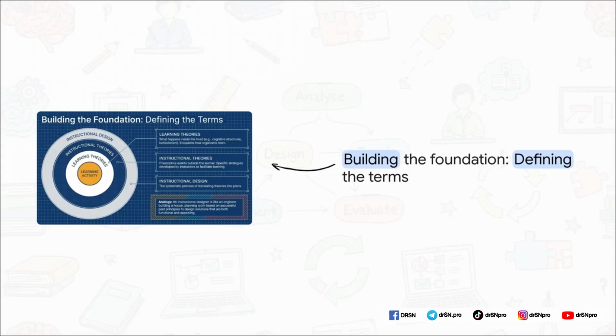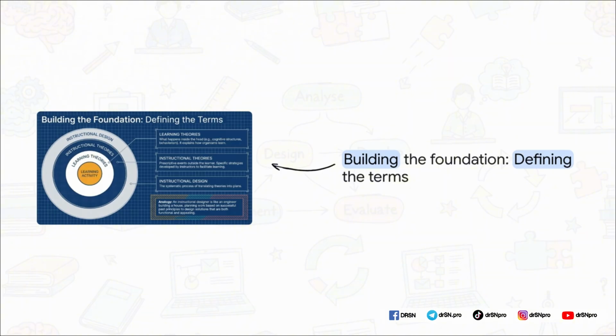Now, what's really interesting about this slide is how it visually demystifies a trap that so many educators fall into, confusing learning theories with instructional theories. Notice the concentric circles here. Right there at the center, we have learning theories, things like behaviorism or constructivism. That is all about what happens inside a student's head. It explains how a human organism actually learns.